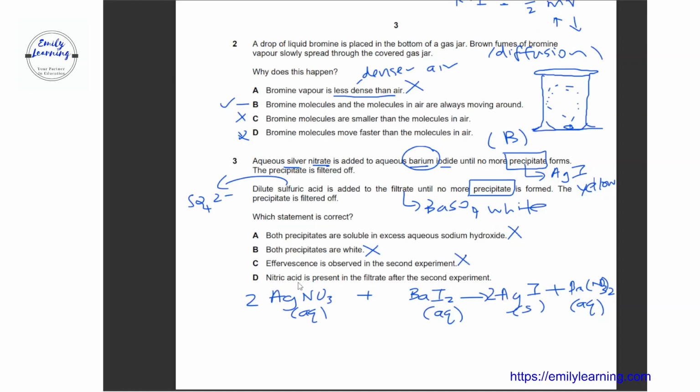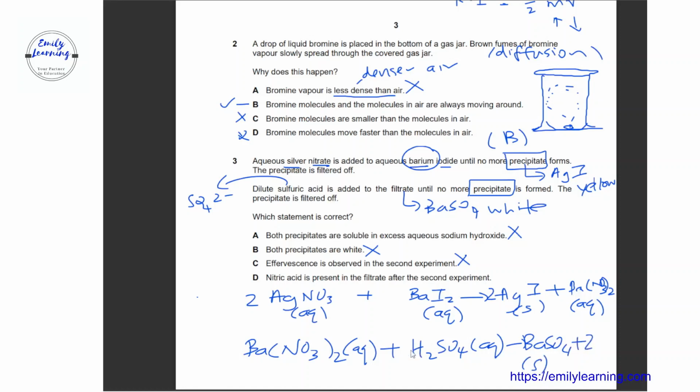Okay, the nitric acid is present in the filtrate after the second experiment. So now let's take a look at this, right? So in the first experiment, we react silver nitrate with barium iodide to form silver iodide and barium nitrate. Okay, so this is the solid. Then next, the barium nitrate, which is the liquid, reacts with H2SO4. So we precipitate out barium sulfate.